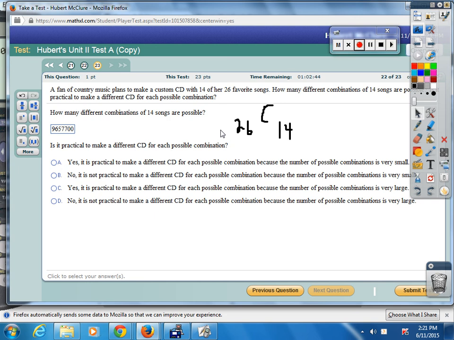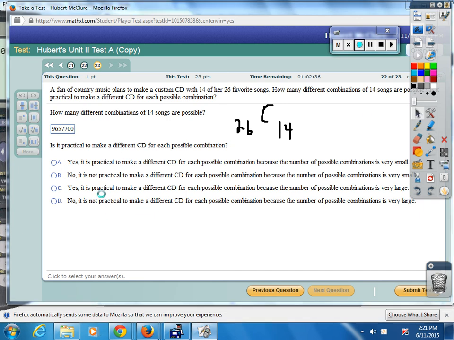And I'm supposed to translate that. Okay. So, are you going to walk around with 9 million CDs in your pocket? No. So it's not practical. Very large. So I'd say D. And then you submit the test.